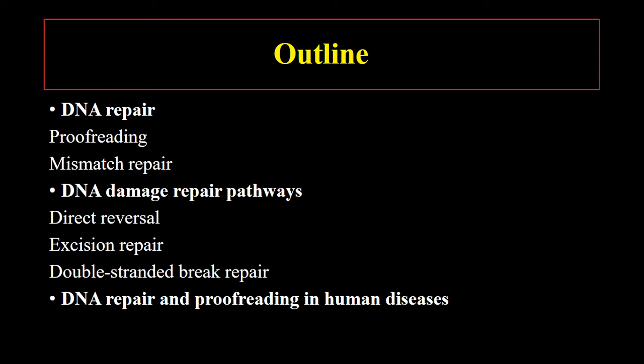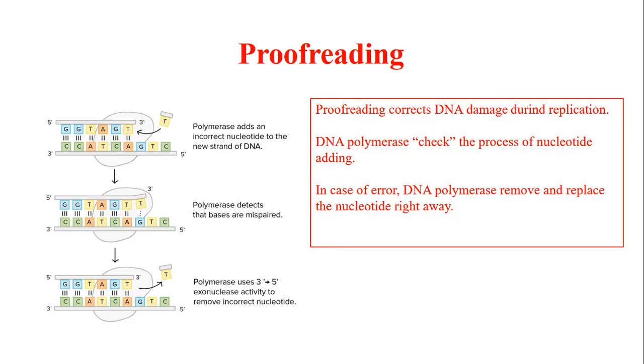Today we'll take a closer look at the mechanisms used by cells to correct replication errors and fix DNA damage, including proofreading, which corrects errors during DNA replication. Also, we will talk about mismatch repair, which fixes mispaired bases right after DNA replication, and about repair pathways of DNA damage, which detect and correct damage throughout the cell cycle.